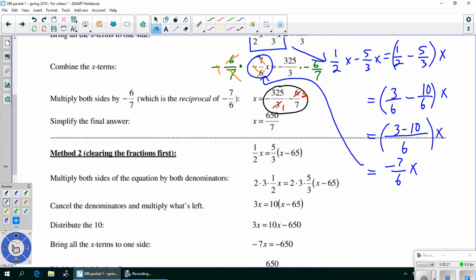So 325 times 2, that's 650. There were two negatives in the front. They cancel and become positive. And then 7 times 1 on the bottom is just 7. So there's our answer, 650/7. That is the right answer. Nothing wrong with what we've done there.